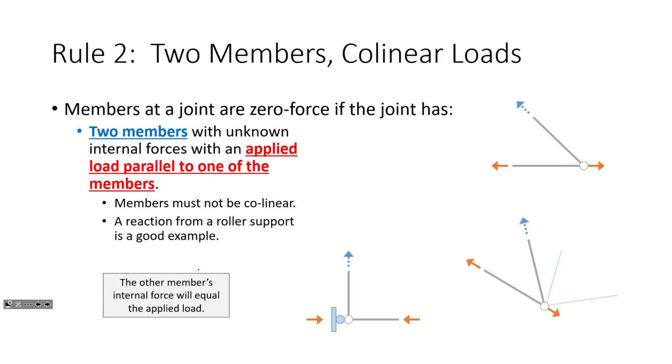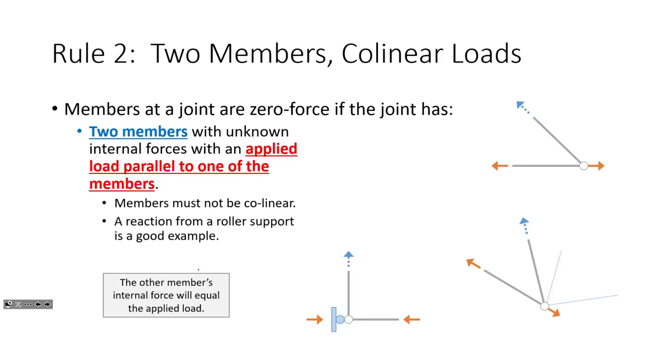So I have, let's say, a cantilever truss. I got a roller support, so it's got a reaction right here. And then I got a member right here and a member right here. So sum of forces in the x direction tells me that if I've got a force here going to the right, I've got to have a force here going to the left. But what about sum of verticals? There's nothing in this member, right? So this is a zero force member.